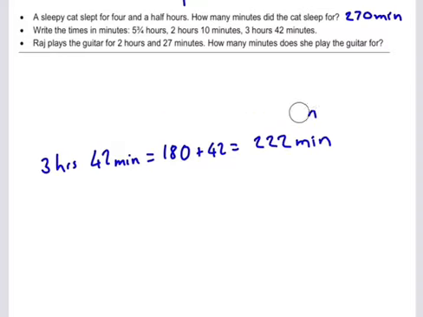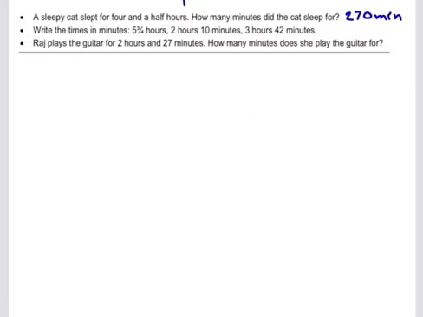And then finally, Raj plays the guitar for 2 hours and 27 minutes. How many minutes has she played the guitar for? Okay, thought that was a boy's name. 2 hours is 120, and then we've got another 27 minutes. I can do that in my head, I don't need to do column addition. 147 minutes. So Raj plays the guitar for 147 minutes. Not convinced by that pronoun there.